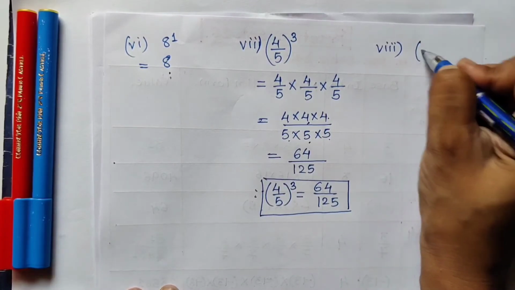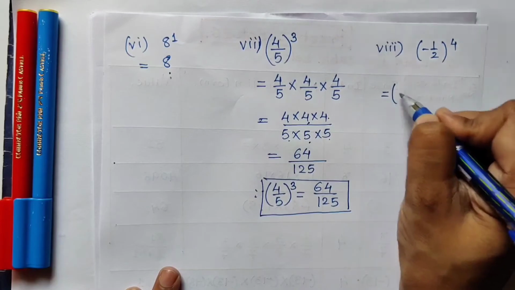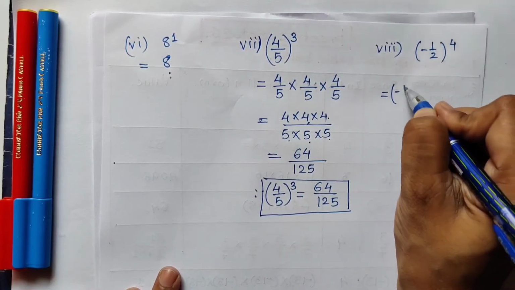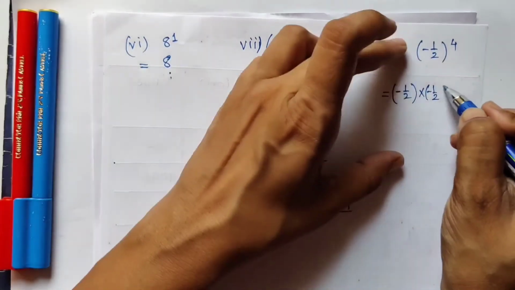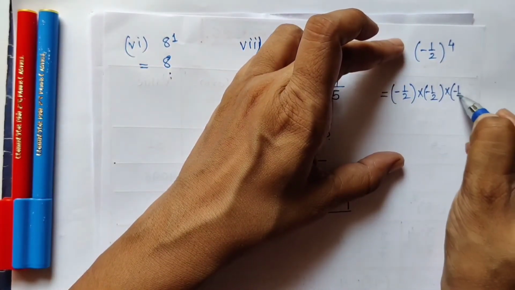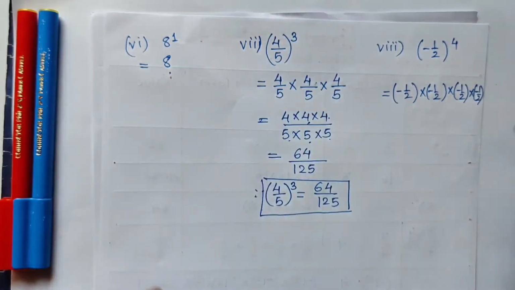is minus 1 upon 2 raised to 4. So first we have to convert it into the multiplication form. Minus 1 upon 2 multiplied by minus 1 upon 2. How many times do we have to write it? We have to write it 4 times. I have written it 4 times.